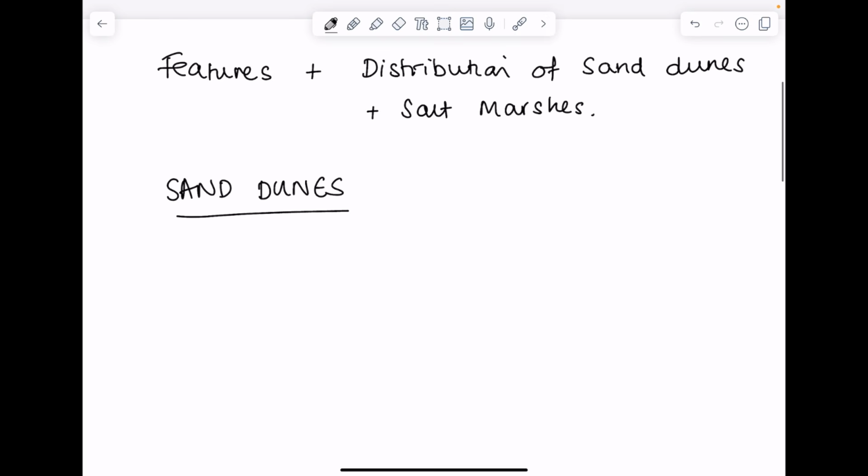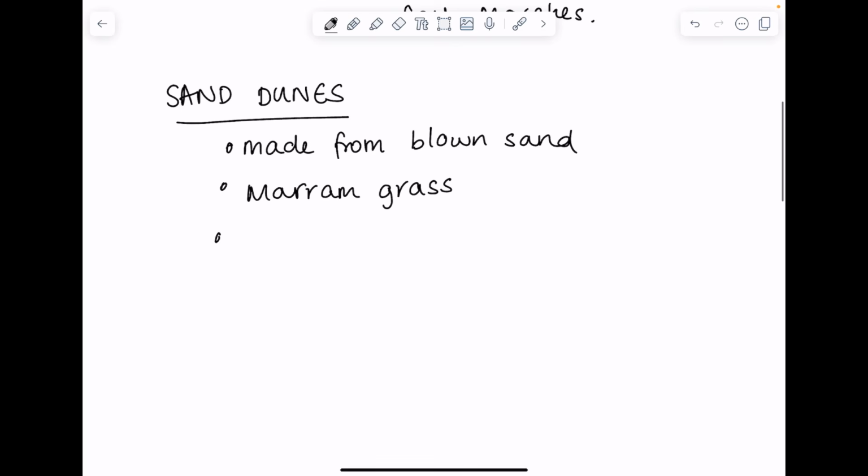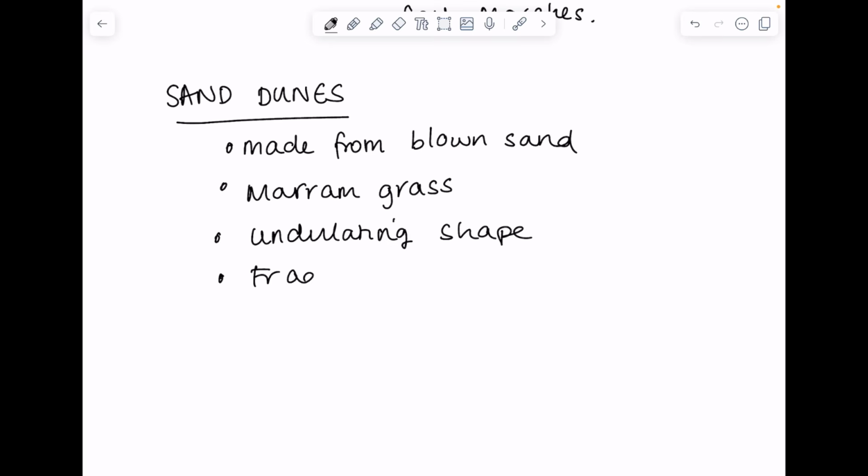Well, you'd expect them to be made from blown in sand. Marram grass is a special type of vegetation, very common to sand dunes. They have an undulating shape. Think about the Sahara Desert, how much those sand dunes go up and down, and they're fragile. So they are easily eroded, particularly by high winds.